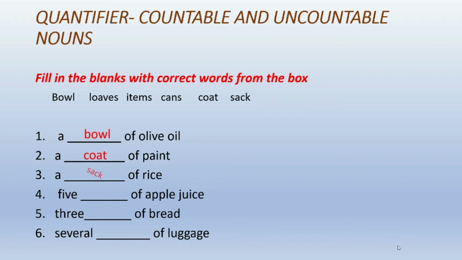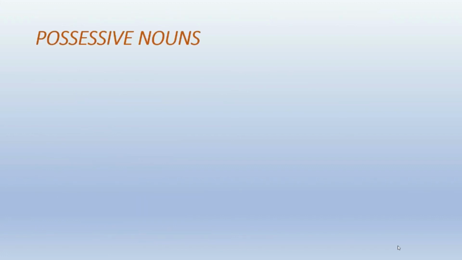A sack of rice, 5 cans of apple juice, 3 loaves of bread, several items of luggage. Yes, children? Hope you're clear with the quantifiers too, how to use words before uncountable nouns to make them countable. Let's go to the next concept, possessive nouns.